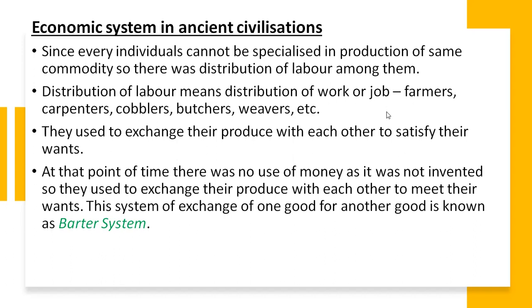If the farmers want to have a house, how will they acquire it, because farmers are not specialized in making houses, isn't it? So they used to trade their farm items with carpenters. They would give their farm produce to carpenters, and carpenters in return would provide their service by making houses for them. This way they used to exchange their goods with each other.